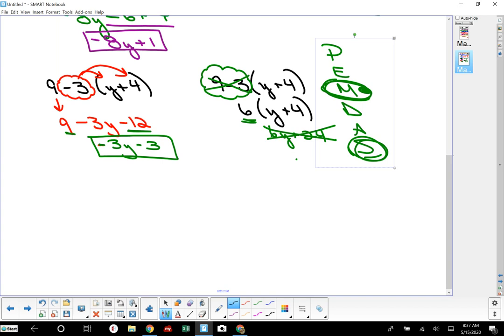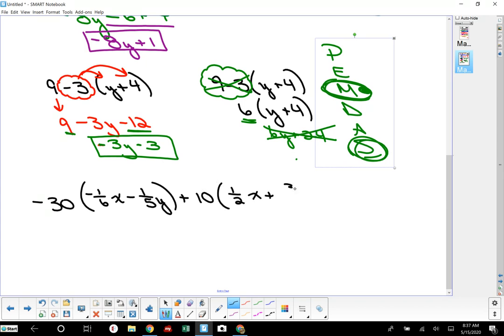I'm doing this problem because I know there's a similar one in your varsity assignment, and here's what it looks like. Negative 30 times negative 1/6 x minus 1/5 y plus 10 times 1/2 x plus 3/5 y. Now, let me show you how I do these if I'm going to multiply something, and just kind of see if you can follow where I'm going, and then I'll also show you a good calculator.